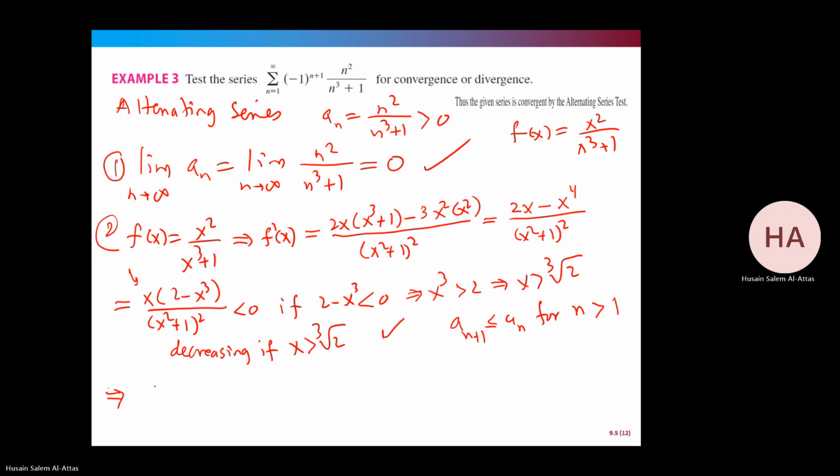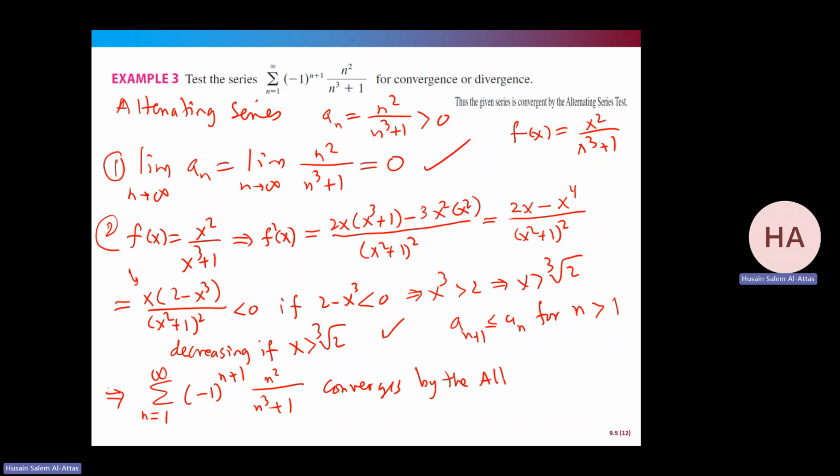So right away, I can conclude that the series from n equals 1 to infinity converges by what? By the alternating series test. Sometimes they call it AST. Yeah, AST. Okay.